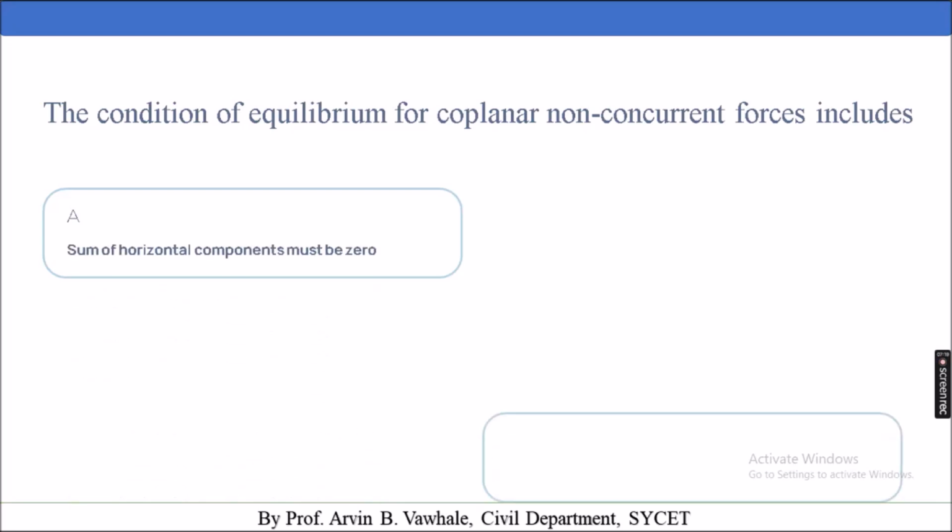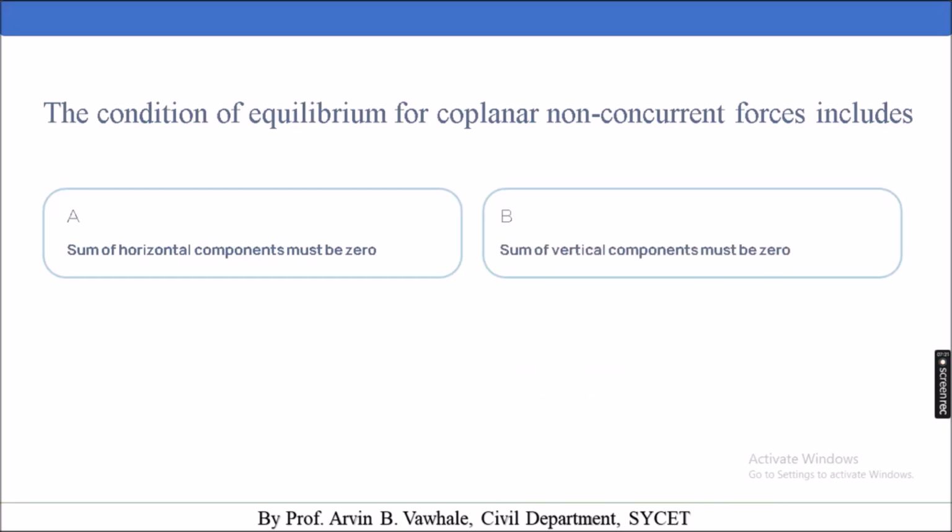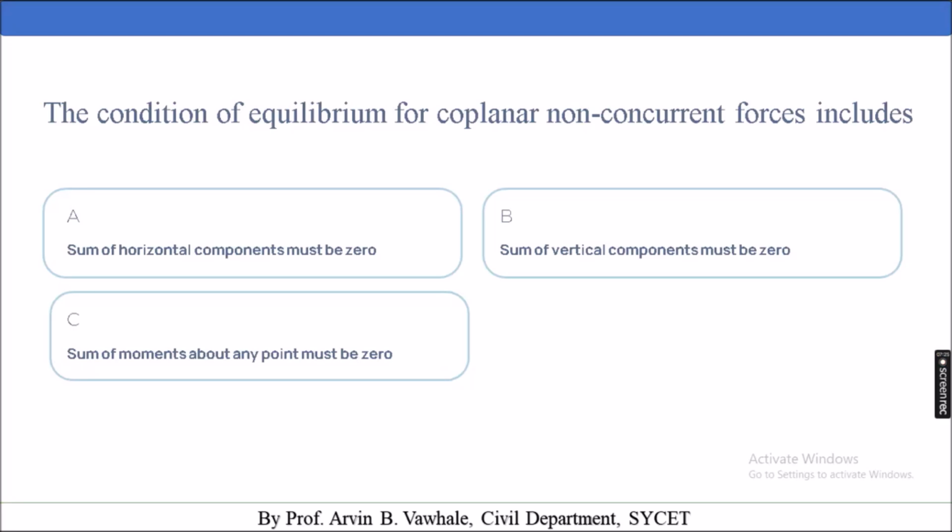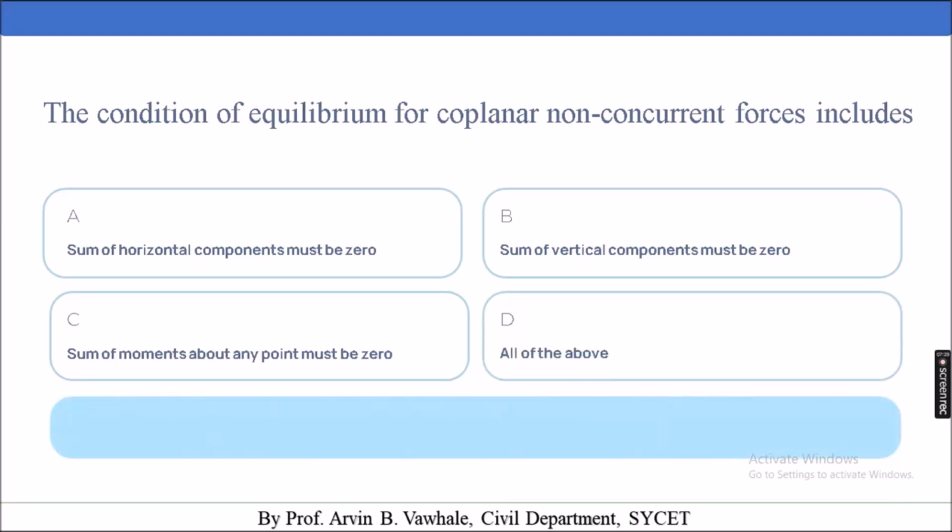be zero; option B, sum of vertical components must be zero; option C, sum of moments about any point must be zero; option D, all of the above. Answer: D, all of the above.